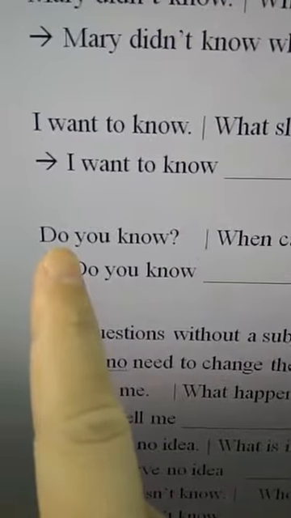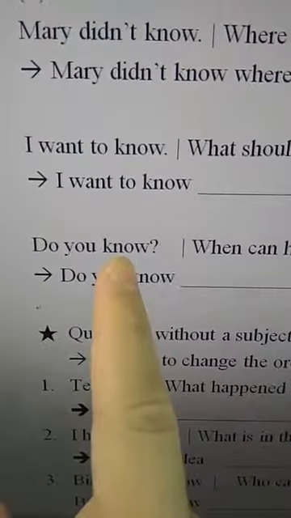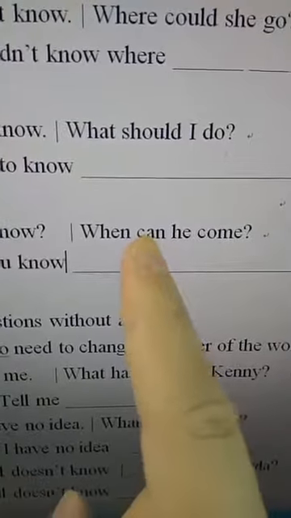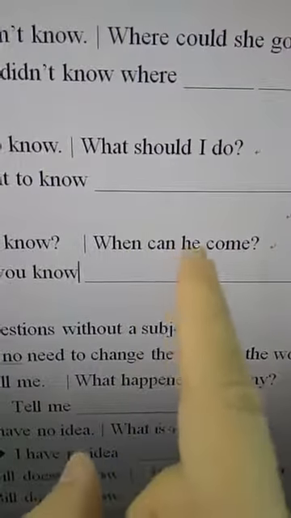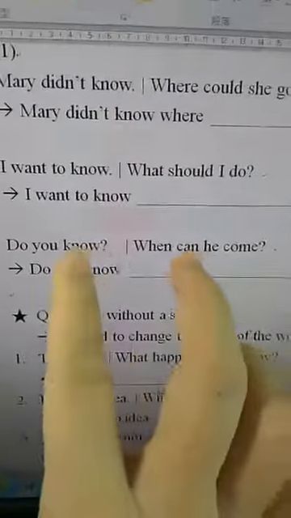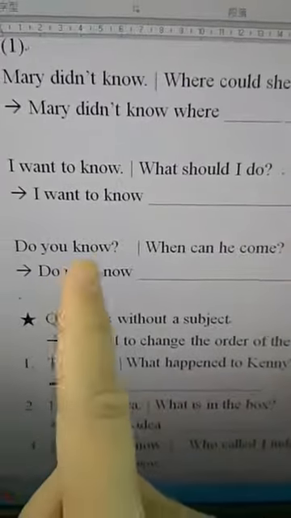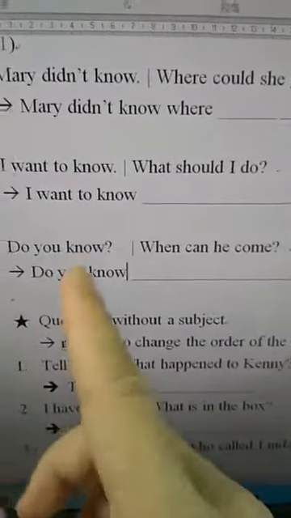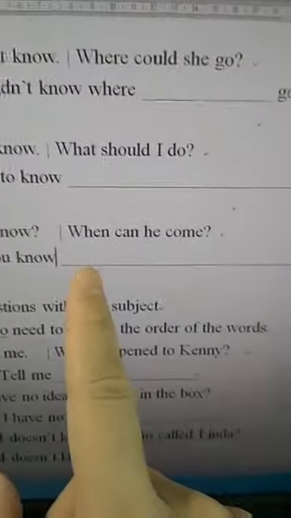Okay, where is the main sentence? Can you tell me? Of course, that's do you know? It is the main sentence. And then what is the direct question? Yes, when can he come? So right now we combine the two sentences together because the main sentence is a kind of announcement or speech. Okay, so we just copy it. Okay, do you know? And then what should we do?